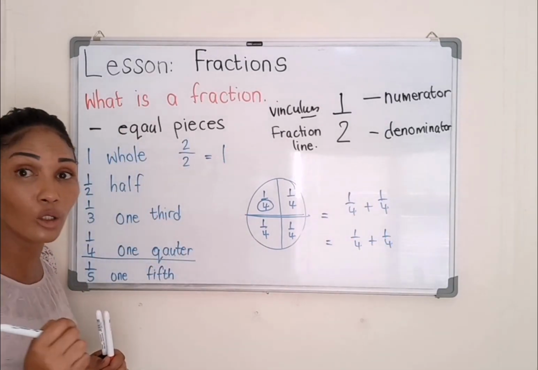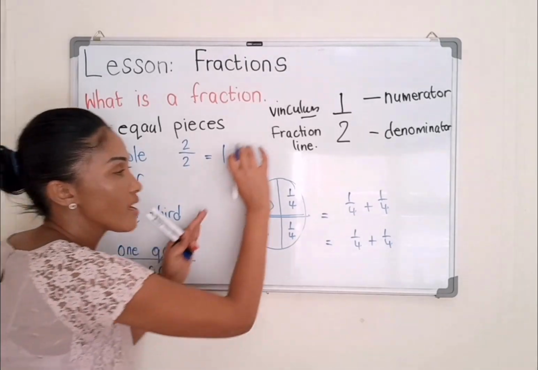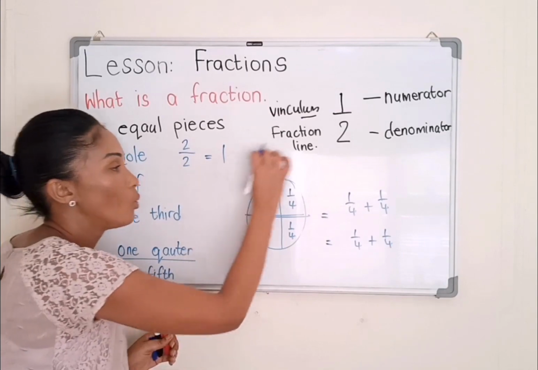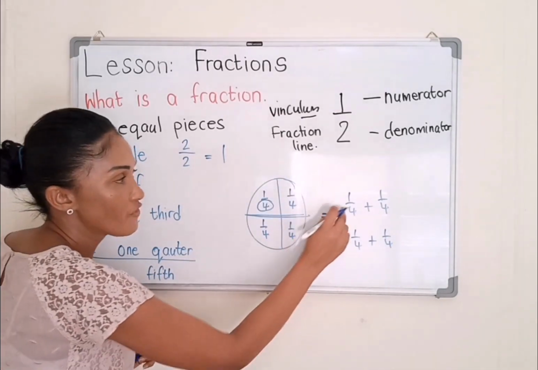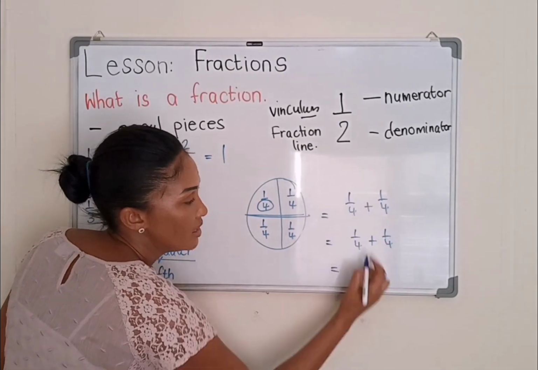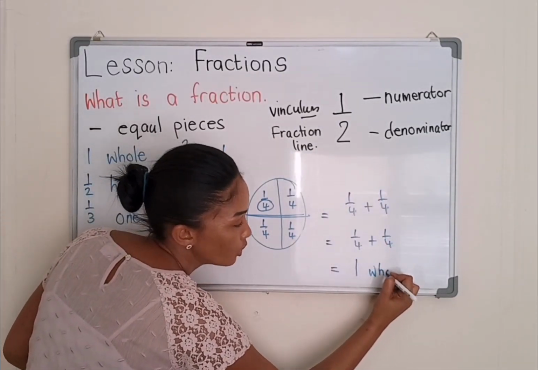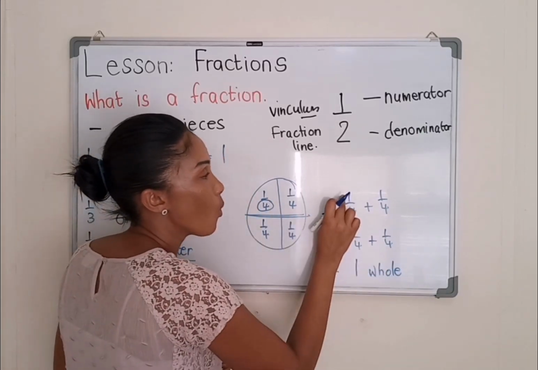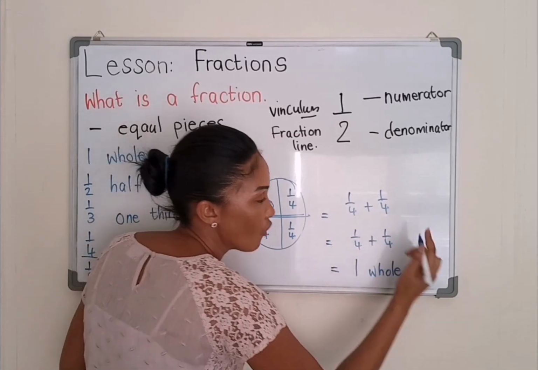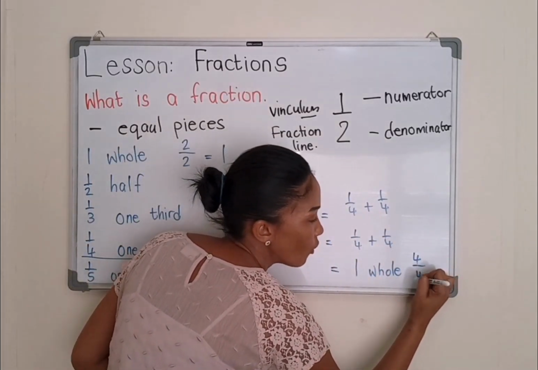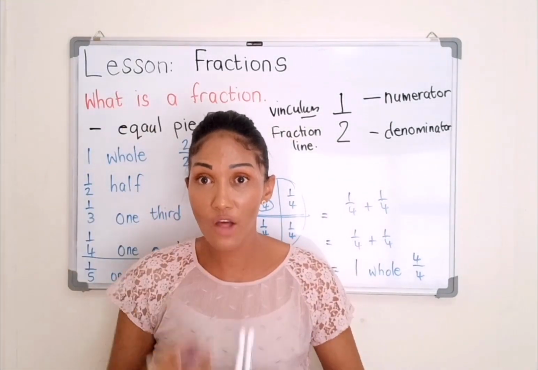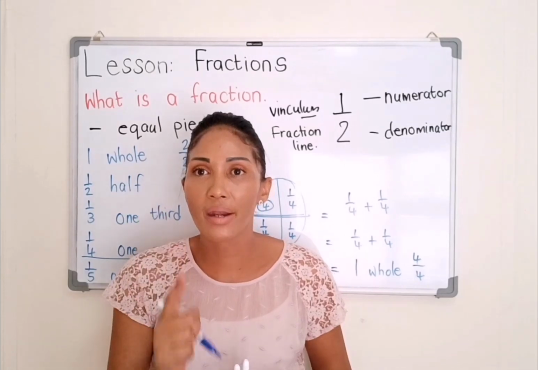Now, how do I get 1 whole again? That is when we take everything that's inside of my shape and add it together, then I will get 1 whole again. So if I take a quarter plus a quarter plus a quarter plus a quarter, this all together gives me 1 whole. Because 1 plus 1 is 2, plus 1 is 3, plus 1 is 4. 4/4. So don't forget, when your numerator and your denominator are the same, we call that one whole.